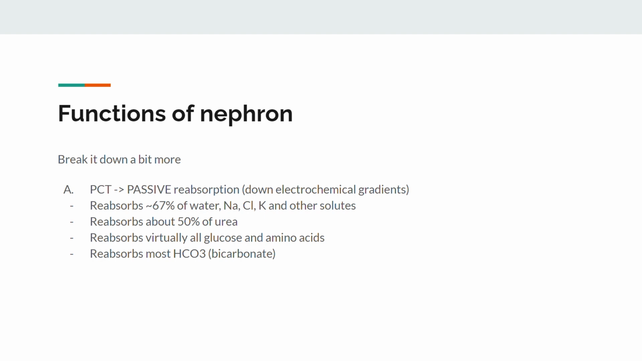As I said, it reabsorbs virtually all glucose and amino acids in health in the PCT, and it reabsorbs most of the bicarb here as well. So this is the site of acid-base control.